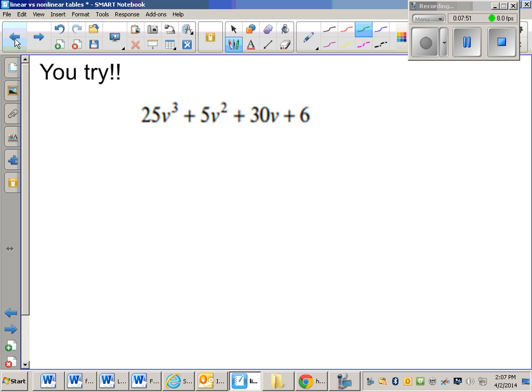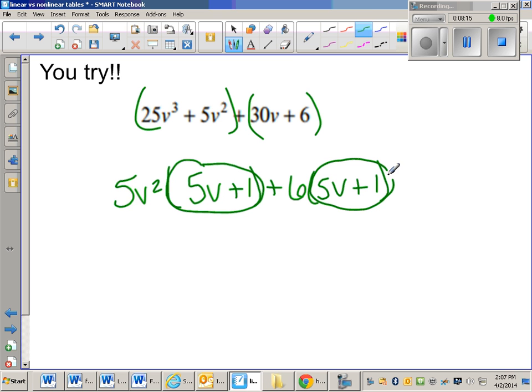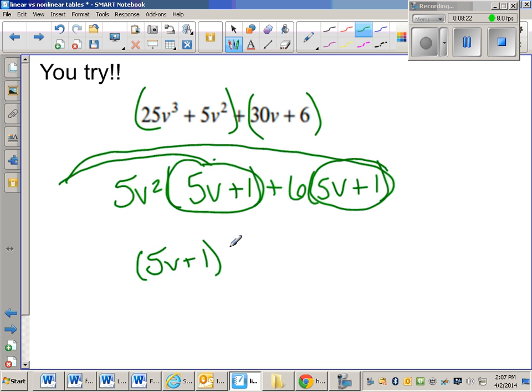All right, so again, group the first two together, group the second two together. Let's see, I can factor out a 5v squared. And I'm left with 5v plus 1. I factor out a 6 in this one. And I'm left with 5v plus 1. So these are the same, which is good. So I'm going to pull those out. And I have 5v plus 1 times 5v squared plus 6.